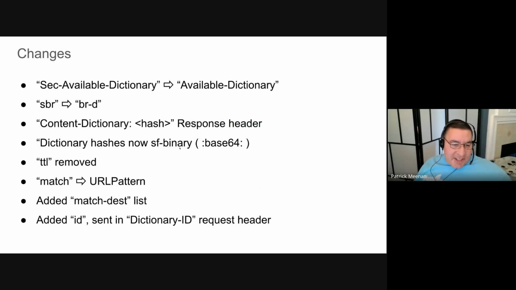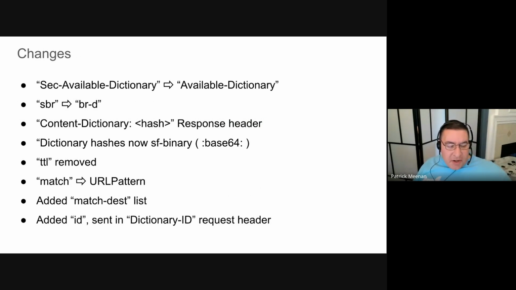So the changes, the highlights. Originally, we had the header from the client to the server as Sec-Available-Dictionary. It is now just Available-Dictionary, no Sec on the front of it. The content encoding for shared brotli is now br-d, brotli with dictionary, to match zstd-d, for Zstandard, instead of sbr.